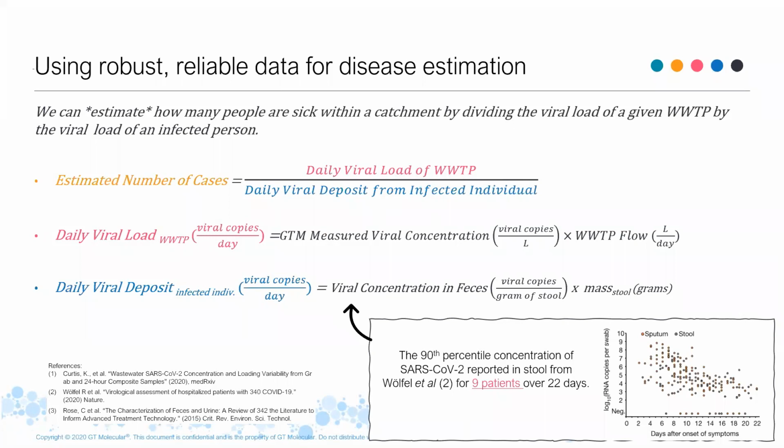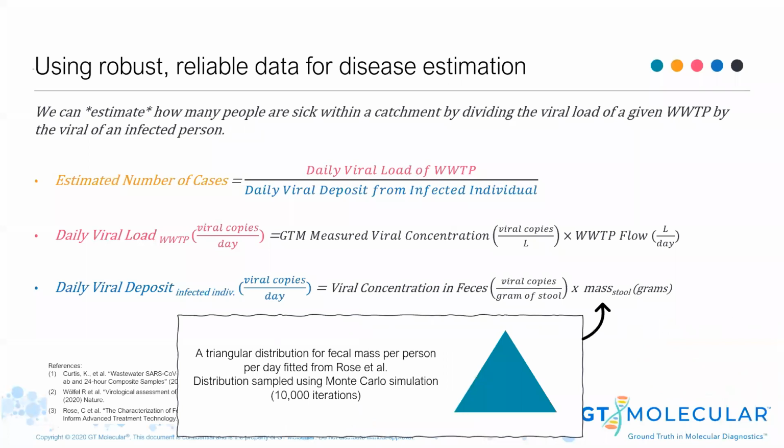For the model published by Curtis et al. of Hampton Roads, the 90th percentile concentration of virus in stool comes from a published study by Wölfel et al. In this study, 9 patients were monitored over 22 days. A triangular distribution was fit to the data from a study by Rose et al. for the average stool mass before a Monte Carlo simulation was run.